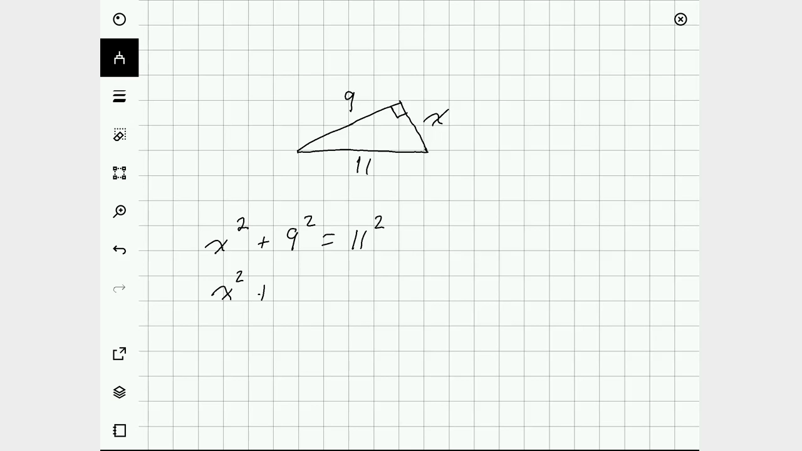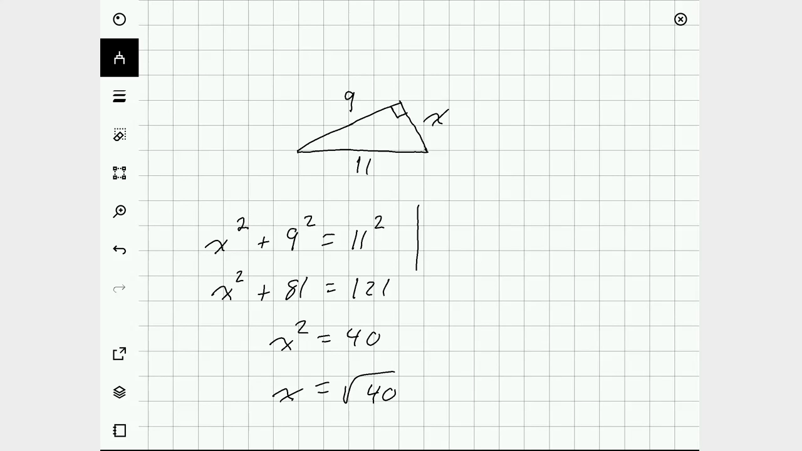All right, solving that equation, 9 squared is 81, 11 squared is 121. 121 minus 81 is 40, which means that x is the square root of 40. We don't have to worry about plus or minus here because we know that x is the length of a side of a triangle, and negative side lengths don't make sense, or at least not yet. We'll talk about what a negative side length might mean in the next unit.